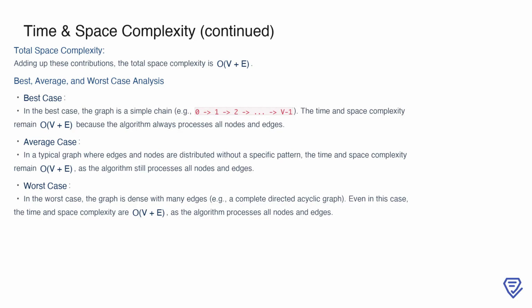Now, let's examine the algorithm's behavior in different scenarios. In the best case, where the graph is a simple chain, such as 0-1-2-V-1, the algorithm still processes all nodes and edges, so the time and space complexity remain O(V + E). In the average case, where the graph has no specific structure, the algorithm's efficiency remains consistent at O(V + E), since it iterates through all nodes and edges. Even in the worst case, which involves a dense graph like a complete directed acyclic graph, the algorithm processes all nodes and edges, maintaining the same O(V + E) complexity. This consistency across best, average, and worst cases highlights the efficiency and scalability of the algorithm.